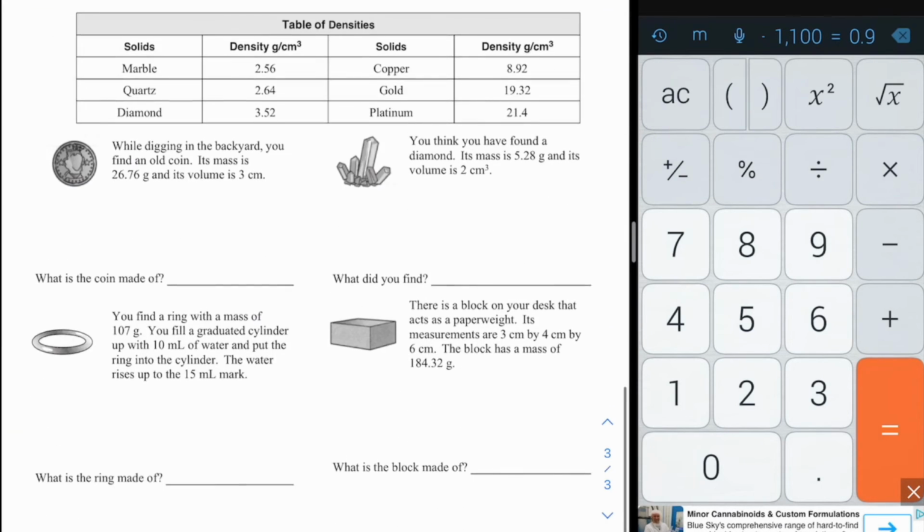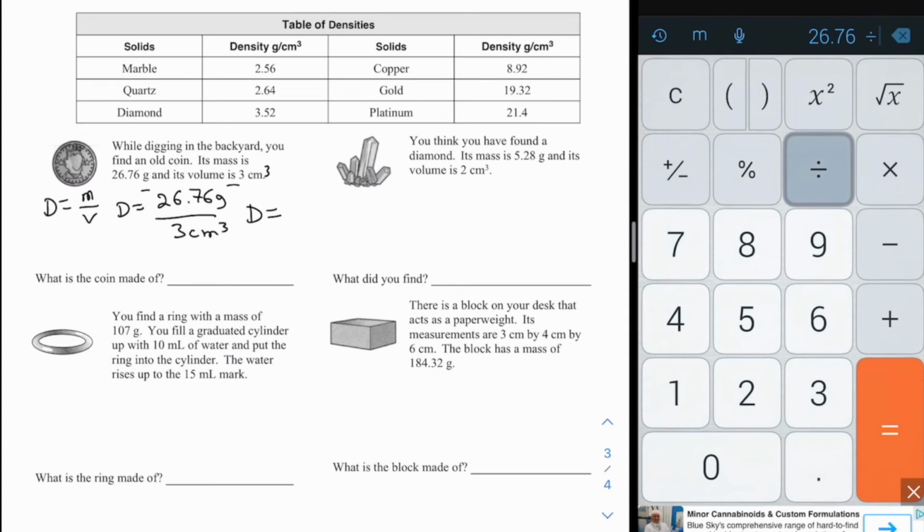Okay, last page here. So these are density scales. Again, we have to find the density of each of these. Density equals mass divided by volume, because it gives us the mass and the volume each time. So density equals 26.76 grams divided by 3 centimeters cubed. There should be a cube there. So density is going to equal 26.76 divided by 3, 8.92. So which one does that equal? Copper. There was a hint there on the penny or the coin, but we had to prove it.